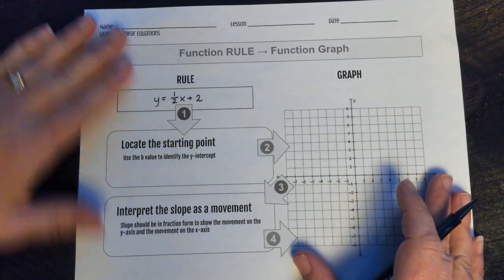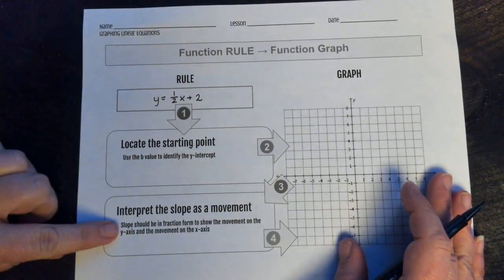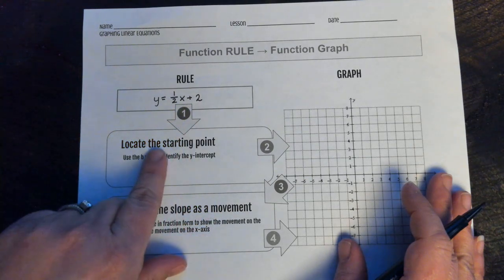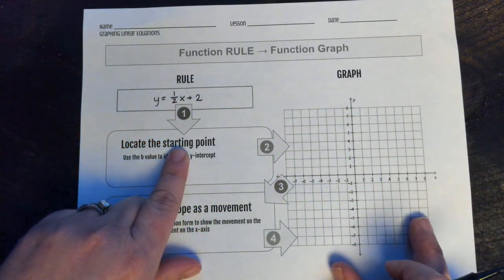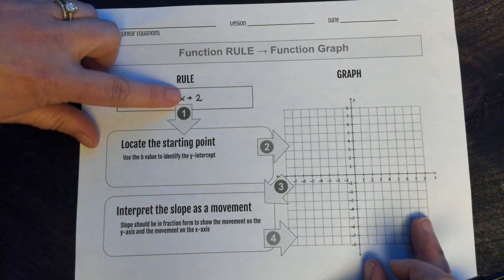So we're not going to make a table. We're going to go straight from rule to graph by following these steps. So you can see in your flow chart, here's the first thing to do. Locate the starting point on the coordinate plane. To do that, we use the b value to identify the y-intercept.